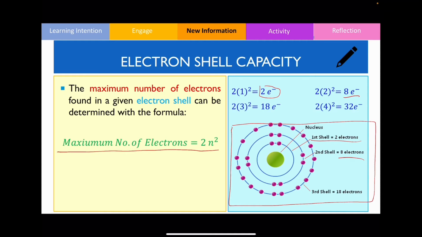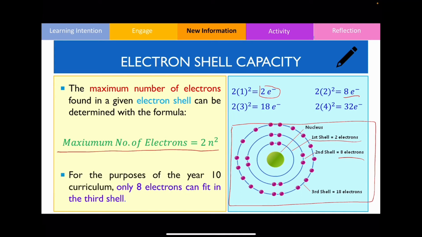What I do want to emphasize is that although the third shell can hold up to 18 electrons, for the purposes of our year 10 chemistry subject, let's say that only 8 electrons can fit in the third shell. The reason is that in year 10, we are only interested in the first 20 elements of the periodic table. As a result, you can't actually have 18 electrons on its last shell. So for the third shell and the fourth shell, for this particular subject, let's assume only 8 electrons can fit in those shells.